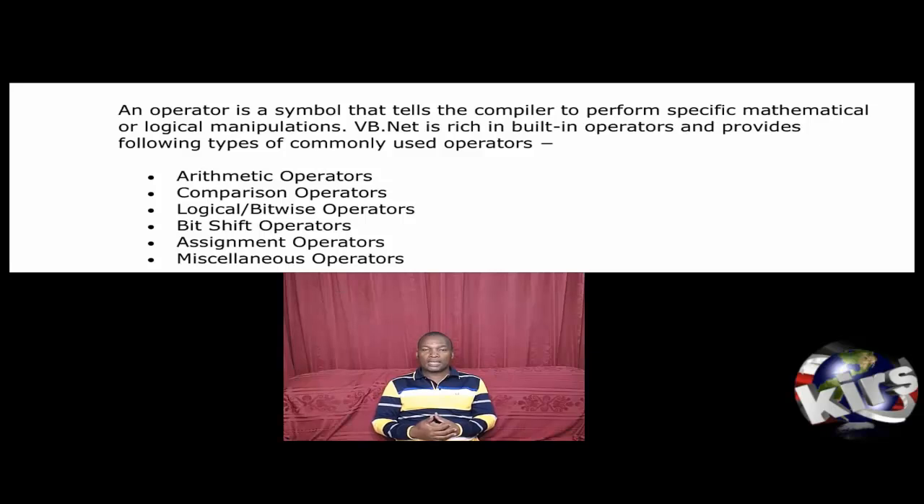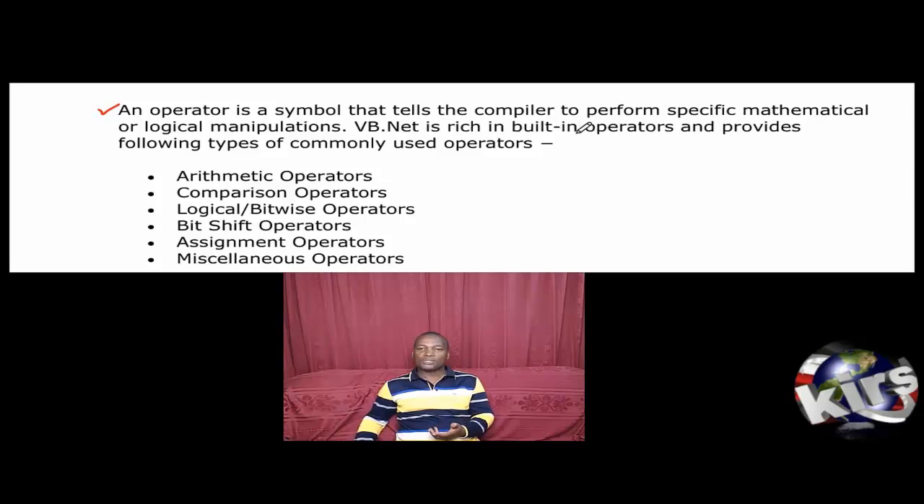Today we are going to look at the next concept which is used in VisualBasic.net, and the concept is on operators. In this one, we are going to look at the types of operators which are used in VisualBasic.net. We start by defining what an operator is. In our simple definition, we will say that an operator is a symbol that tells a compiler to perform specific mathematical or logical manipulations.